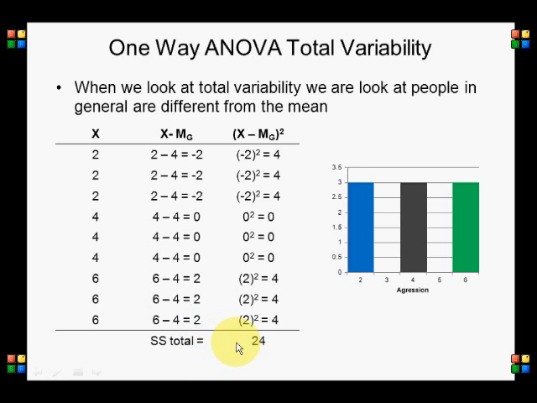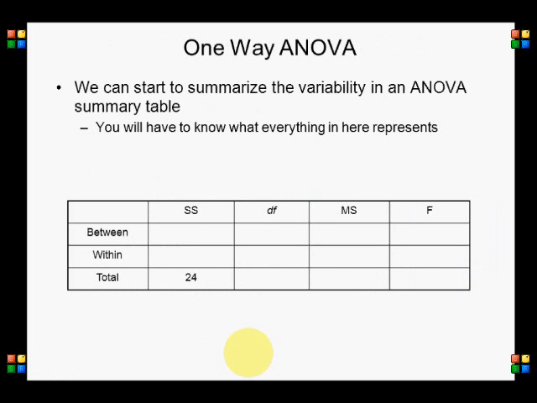So I'm computing my sum of squares just like I always have. And the sum of squares just represents the sum total of the squared differences of how people are different from the mean.